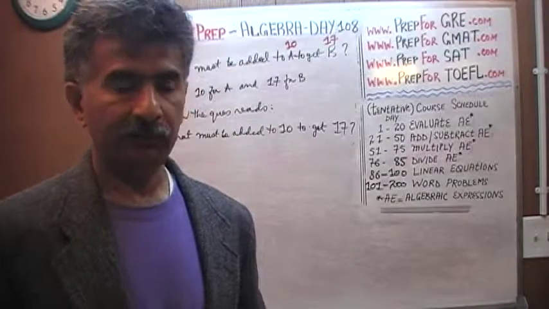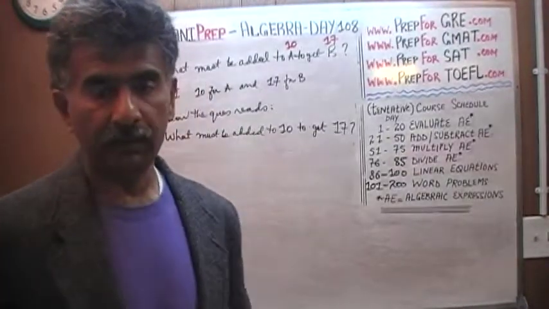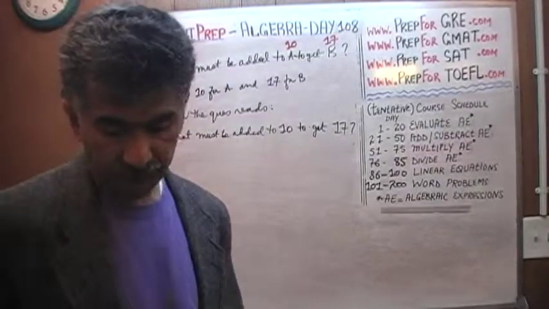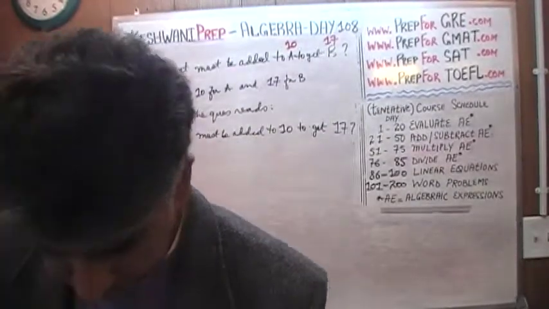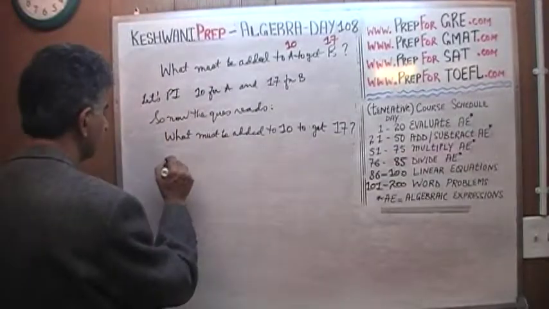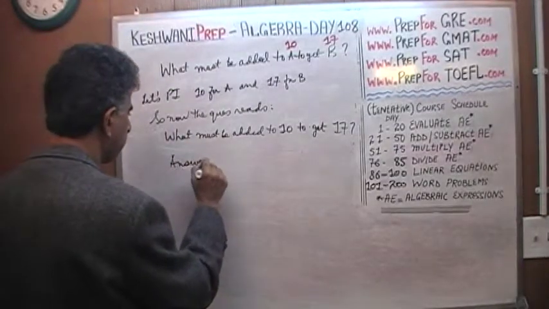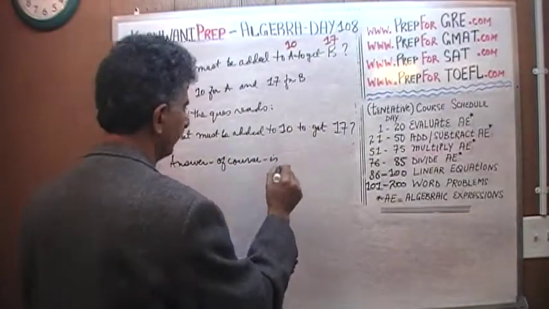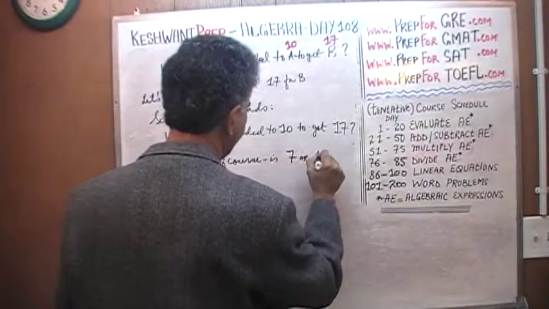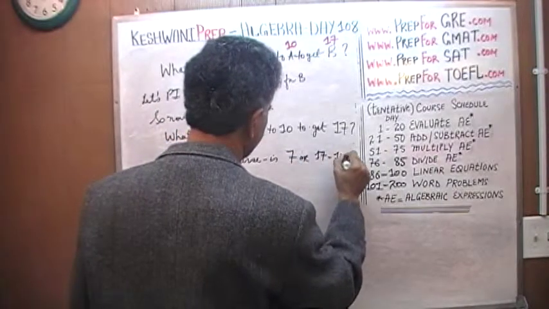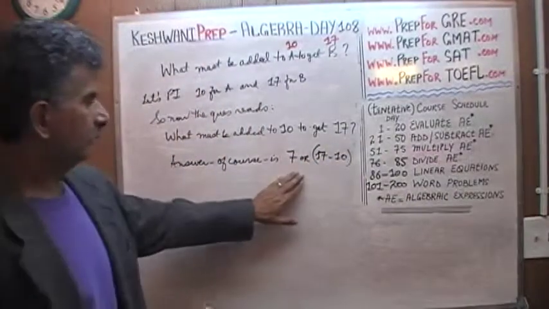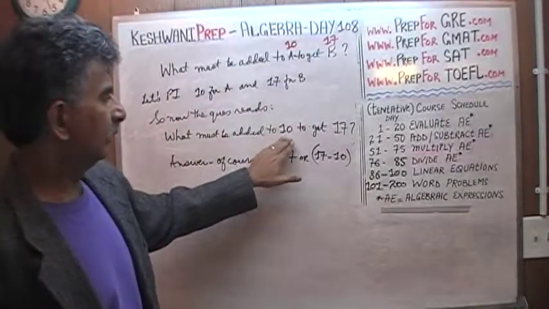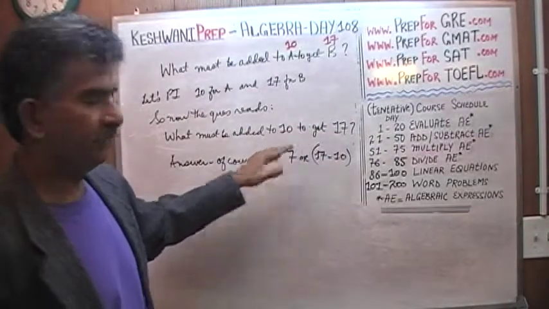What do you need to add to 10 to get 17? Answer, of course, is 7, or 17 minus 10. Where did this 7 come from? Well, what must be added to 10 to get 17? 17 minus 10 is what you need to add.